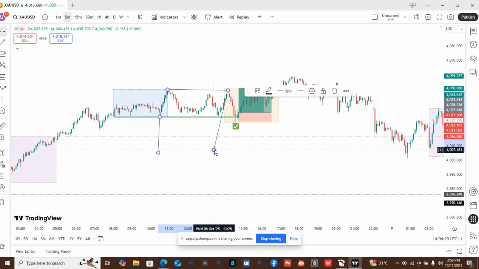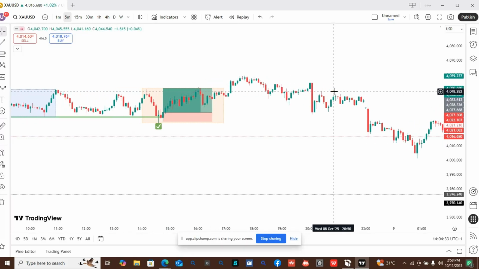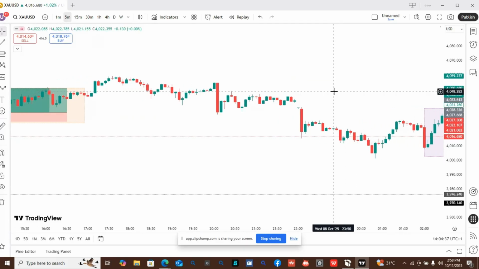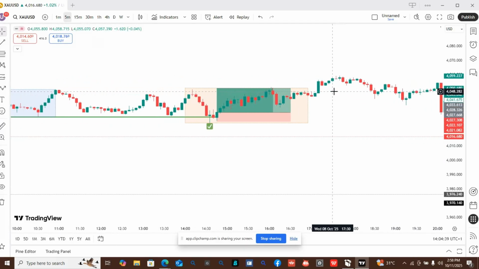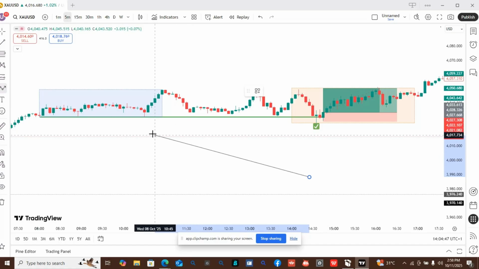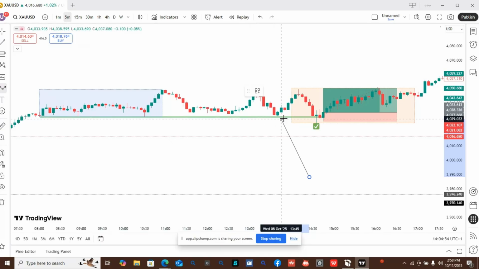Let me zoom out so that you see this thing. Okay, I'm zooming out for you guys. I want you guys to take this seriously. So you notice that price now took out all the liquidity here. This is the London low. Price took out all the liquidity at the London low.